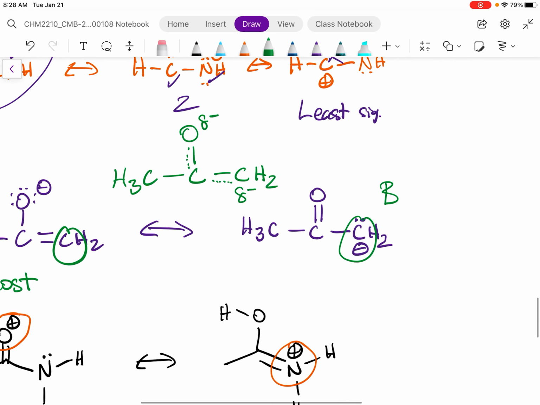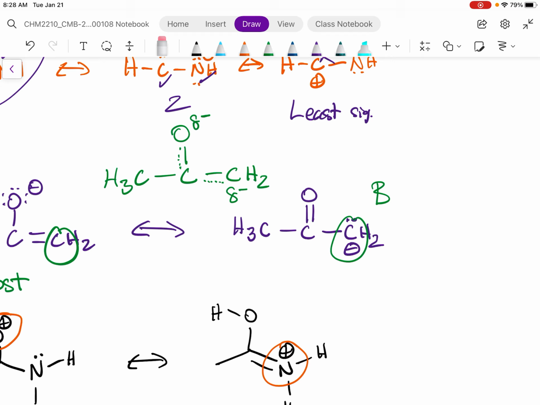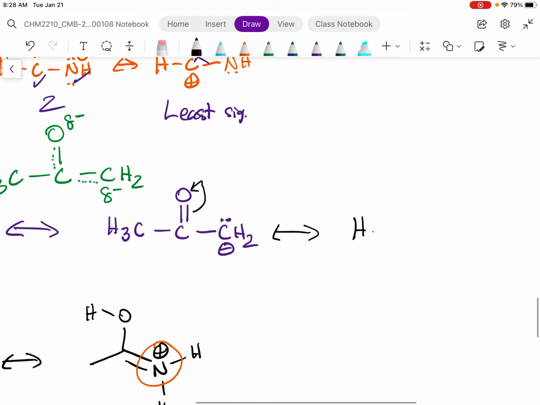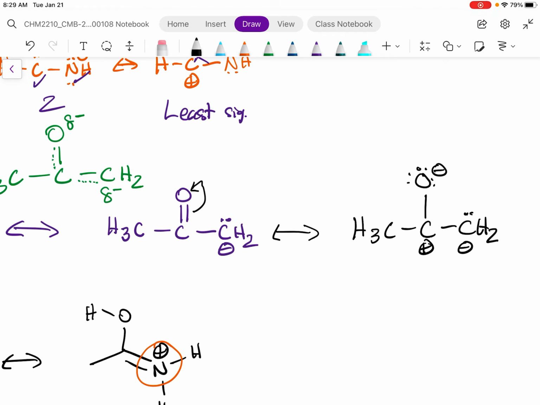Now, could we complicate things a little bit more? Of course we can. Could we draw another resonance structure? What if I say, let's take this lone pair or that pi bond and move it right here. So now I could draw it like this. All right, that's a valid resonance structure. I didn't break any octet rules. I didn't break any rules that you've learned up to this point.